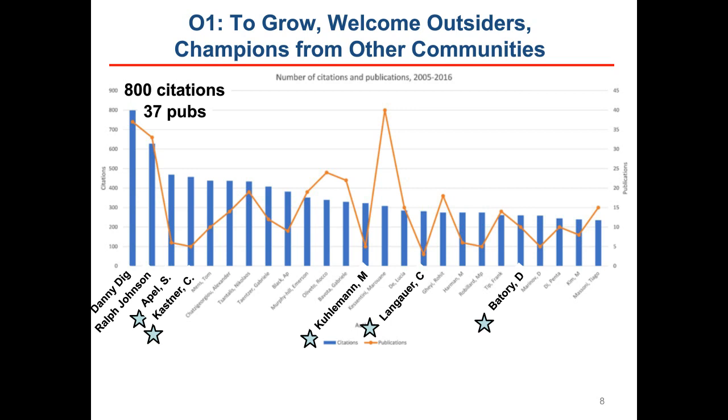So the first observation that I want us to all take from this data is if you want to grow a community, you need to be welcoming to champions and outsiders who are crossing from other communities. And the corollary is also if you are a champion from a community and going into another community, you can be very influential and very cited, despite not publishing a lot of papers. So if you look at Sven Apel or Christian Kästner, they have a relatively low number of papers on the topic of refactoring, yet those papers have been highly cited.